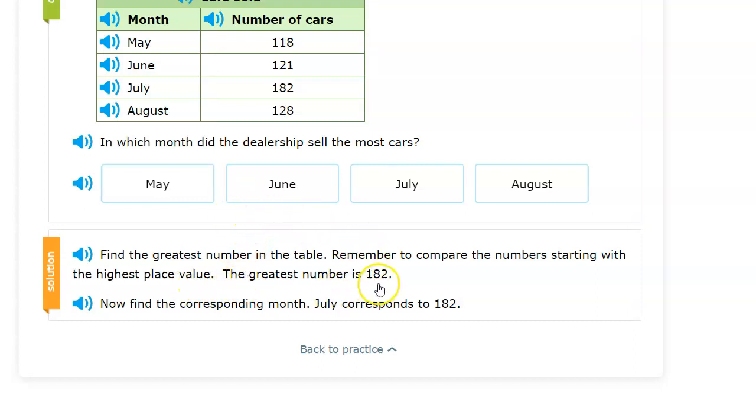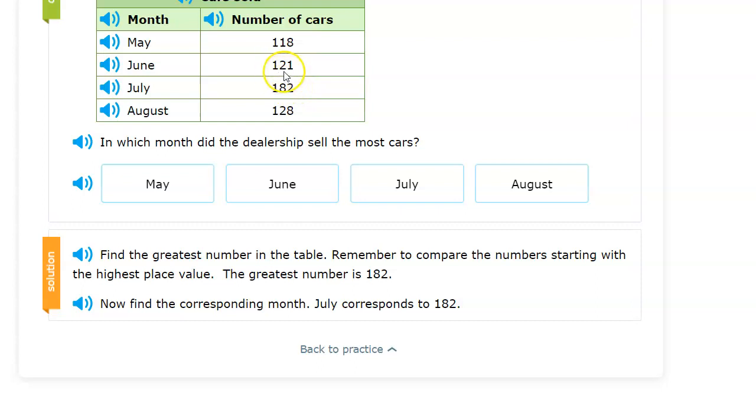So the greatest number is 182, but let's just look at that and see how they did it. We're starting at the biggest place value, all the way to the left, 100, 100, 100, 100. So they're all equal for that place value. Let's move one over. 10, 20, 80, 20. So right off the bat, we can see it's going to be 182 because 80 is bigger than 10, 20, and 20. But just in case, you can always check the next digit too.